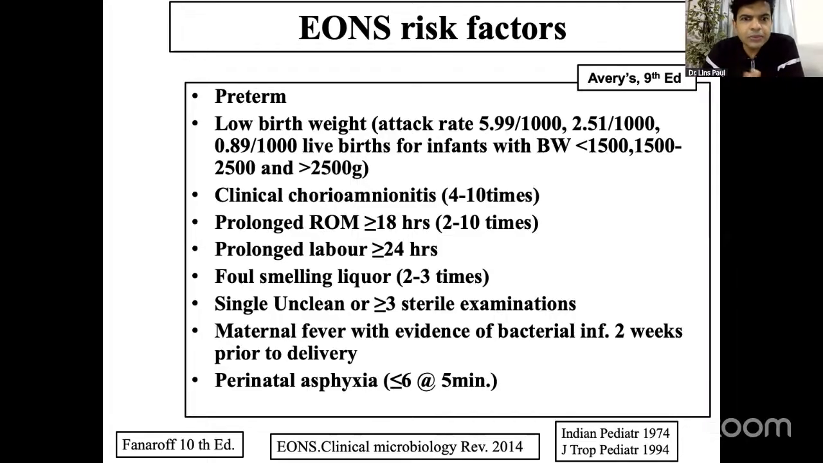The next most important thing is multiple per vaginal examinations. Even now in my hospital, the junior obstetricians do a per vaginal examination many times just to see whether the head is rotated, whether it is in occipito-posterior position, or at what station, -2, -1. Whenever we ask them, they say they are doing it with sterile gloves. As a neonatologist or practicing pediatrician, you should counsel your obstetrician not to do multiple per vaginal examinations. Three or more sterile examinations, or a single unclean per vaginal examination, is an important risk factor for early onset neonatal sepsis.